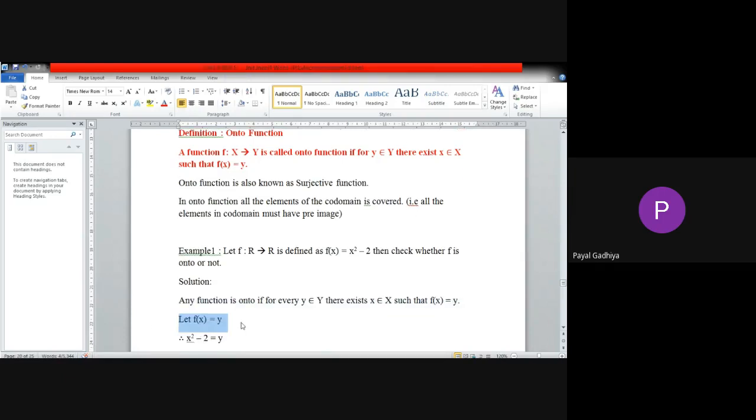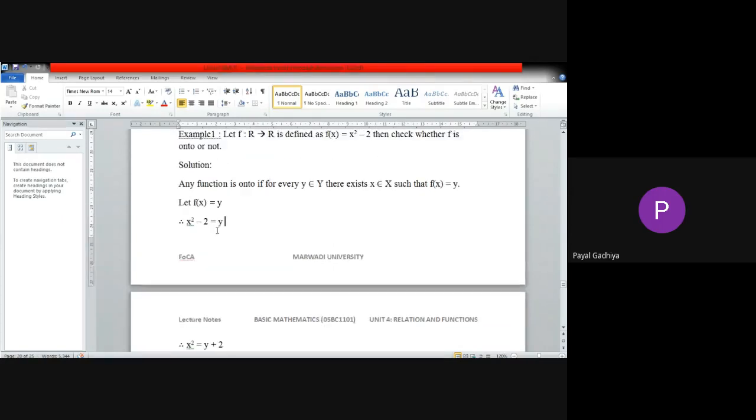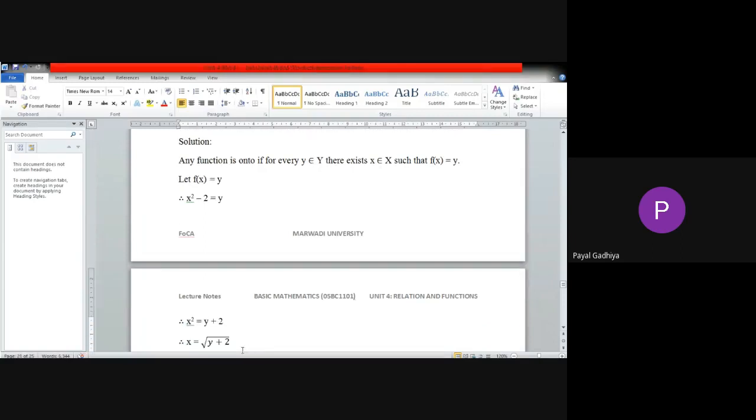Now the function is x square minus 2. So in place of f(x), I have written x square minus 2 equals y. In the next step, I will take this minus 2 to the other side, so it will be x square equals y plus 2. Fine. Now in the next step, I will put this x alone, so I will take the square root on both sides. Whenever I take the square root on both sides, I will have x equals under root y plus 2.